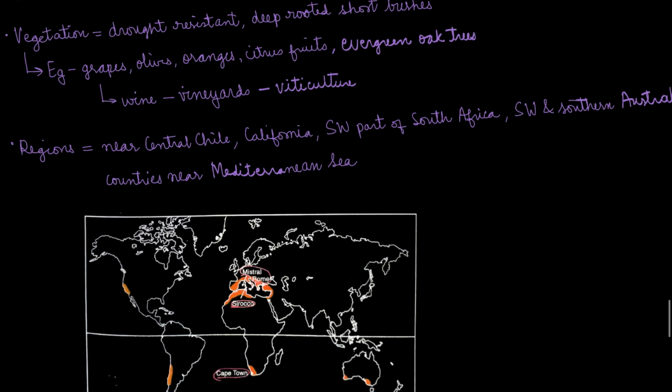So these are basically the countries near central Chile. This is California, and countries near Mediterranean Sea, then Cape Town, which is southwestern part of South Africa, and southern parts of Australia.